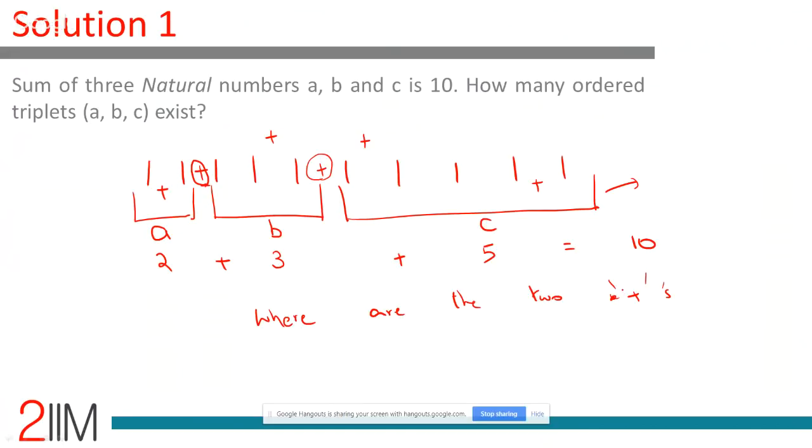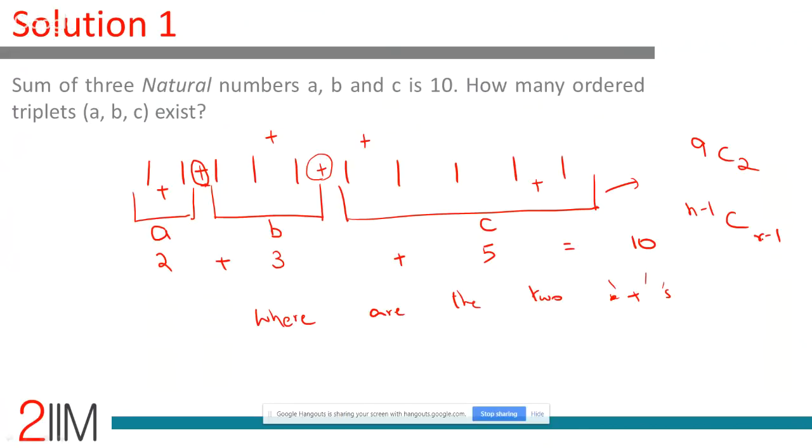So, in other words, where can I put these two plus symbols? How many slots are there for these plus symbols? There are 10 ones or 10 sticks. There are 9 gaps between them. So 9 slots in which we can place these pluses. We have to select 2 out of these 9 slots for the plus symbols, 9C2. You might have heard this formula, N minus 1, C, R minus 1. This is the logical underpinning of that formula. So 9C2 is your answer.